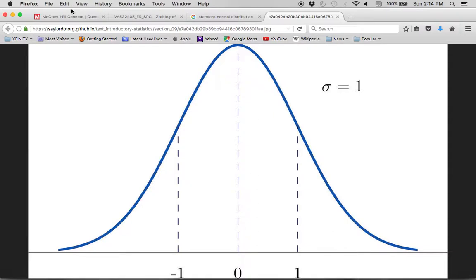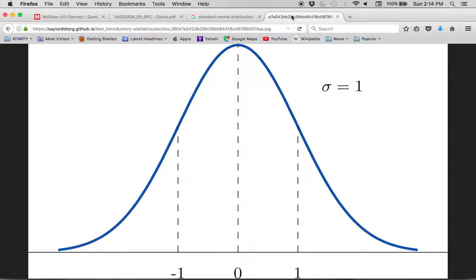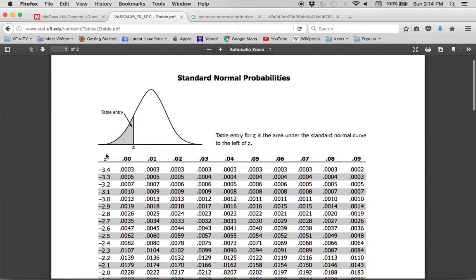So, the question is, below which 95% of the observations will occur. So if we go to our standard normal, we want to be somewhere up here, because 95% of the data is going to be below where we're at. So 5% is above, 95% is below. Go to our z table. So this is telling us how much of the data is below where we're at. So we want to go to 95, right?